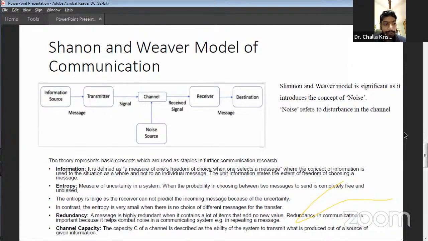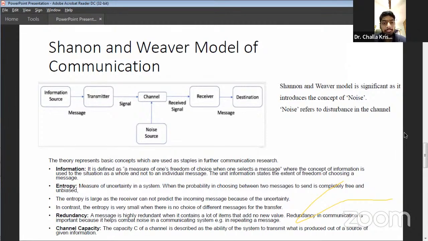So the first concept is information. Information is the measure of one's freedom of choice when one selects a message. For example, I'm selecting a message. How much freedom of choice am I being given to send a message completely?